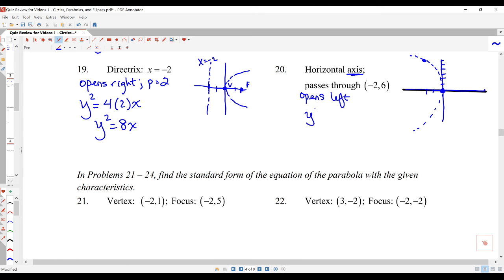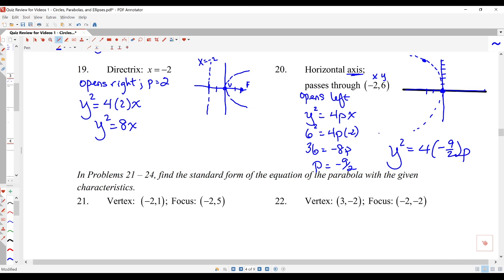So I know my equation is going to be y squared equals 4px. Problem is there's no way for me to find p because I don't know where the focus is. I do know a point. I do know an x and a y value. So I'm going to put y in, I'm going to put x in, and solve this equation. And I get p is equal to -9/2. So y squared equals 4 times -9 over 2 times x for this one.